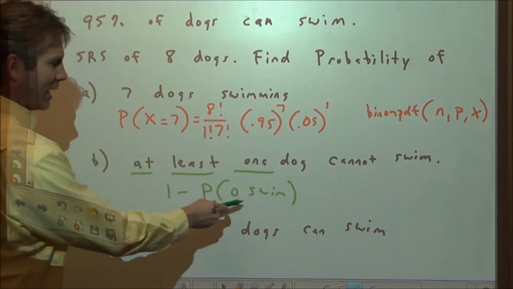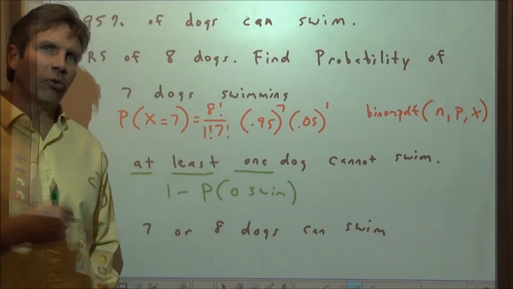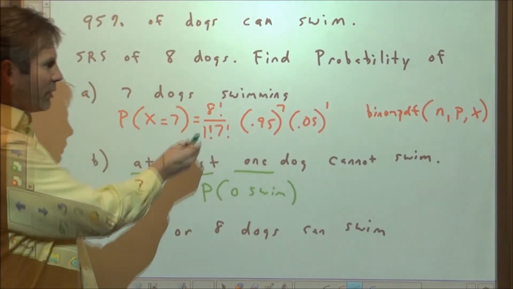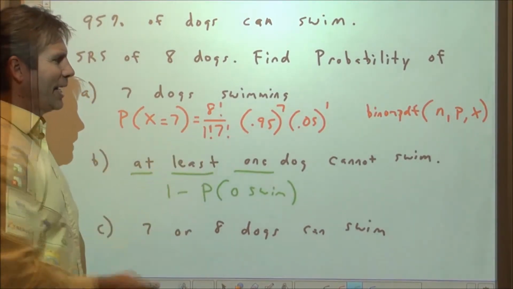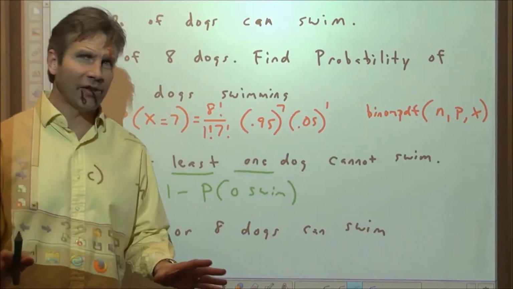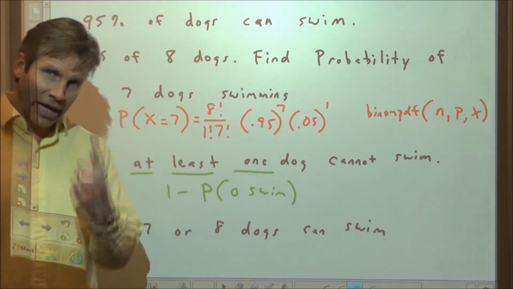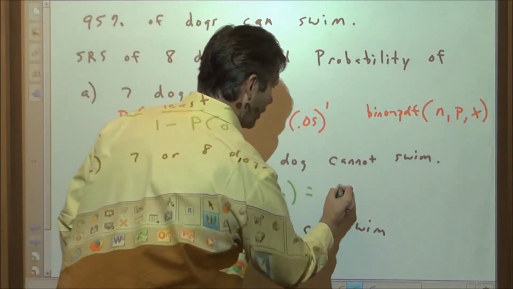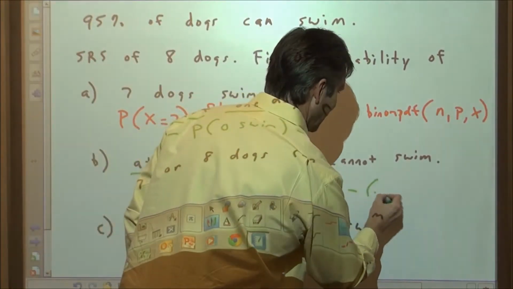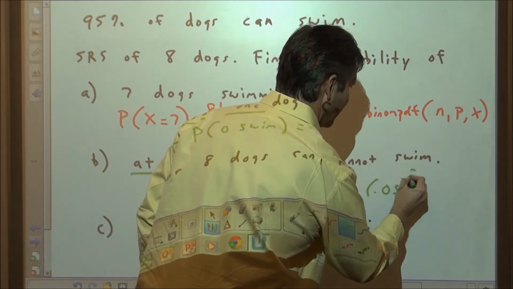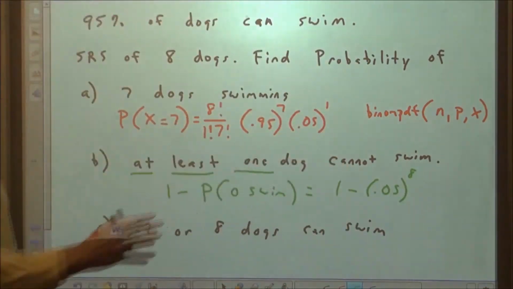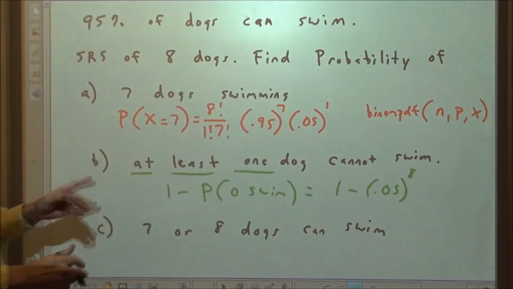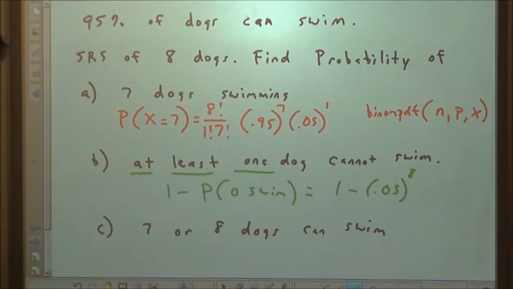I'd rather that you recognize the fact that if you get no dogs that can swim, there's only 1 way that can happen. You don't need to multiply by the number of combinations, because if none of the 8 dogs can swim, then it's not a swimmer and not a swimmer and not a swimmer. So your probability would be 1 minus 0.05 to the 8th power, because all 8 dogs can't swim. So if you see that, that's wonderful. If not, you can use the binomial probability formula and put 0 successes in or whatever.